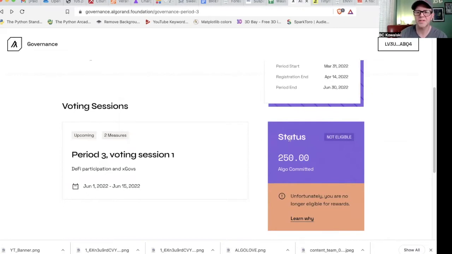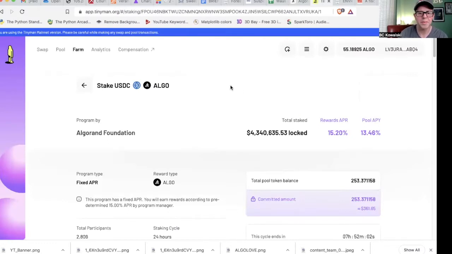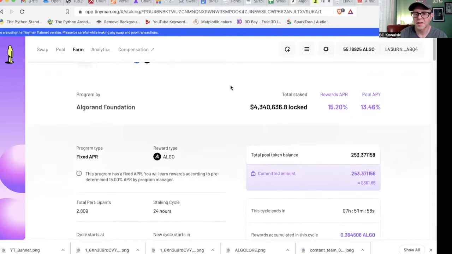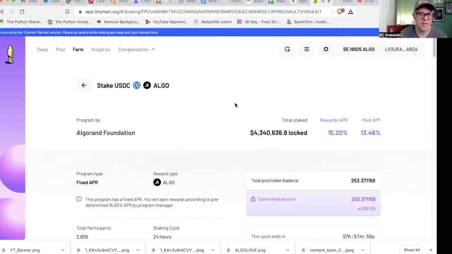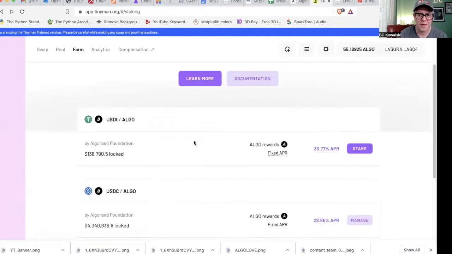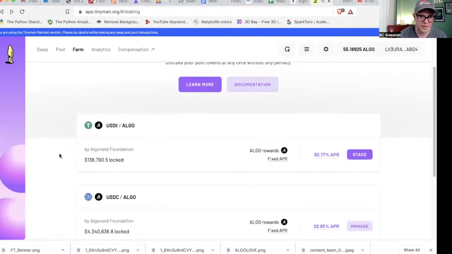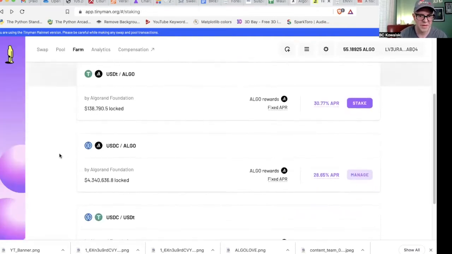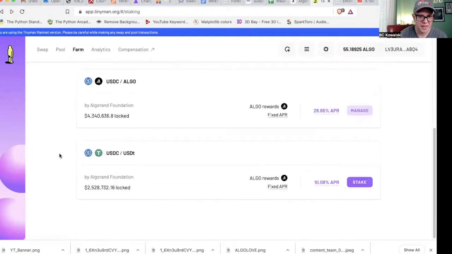So I'm going to take a little sidetrack just to tell you why. I'm just finding too many opportunities to earn far better rewards than that. For example, Tinyman, you know, we've talked about Tinyman. I have plenty of videos on them. They have had this US dollar coin algo stake. In effect, let's go back a little bit because they have a few. They have US dollar tether with algo, US dollar coin, and US dollar coin and US dollar tether.